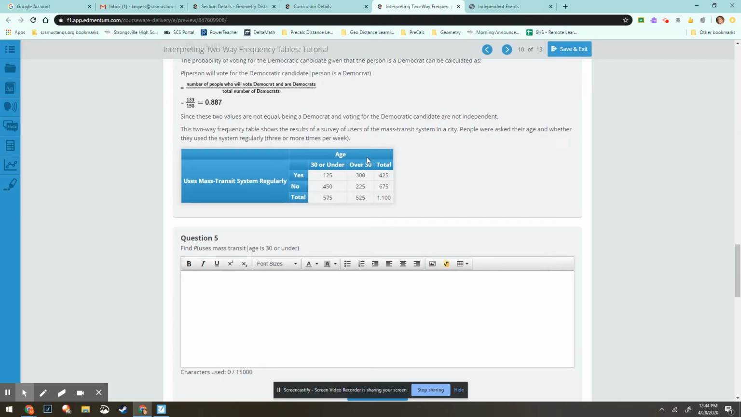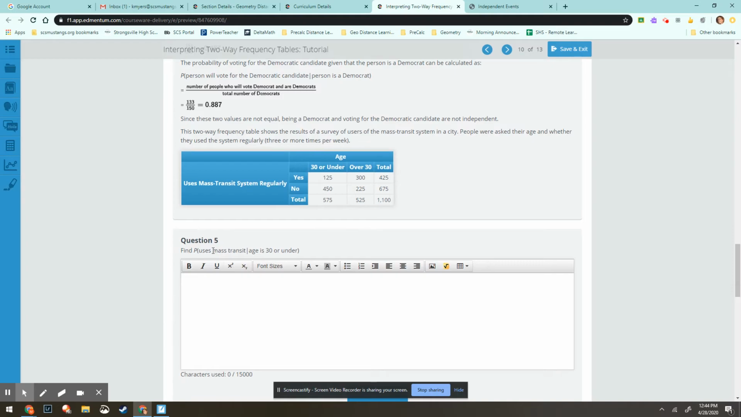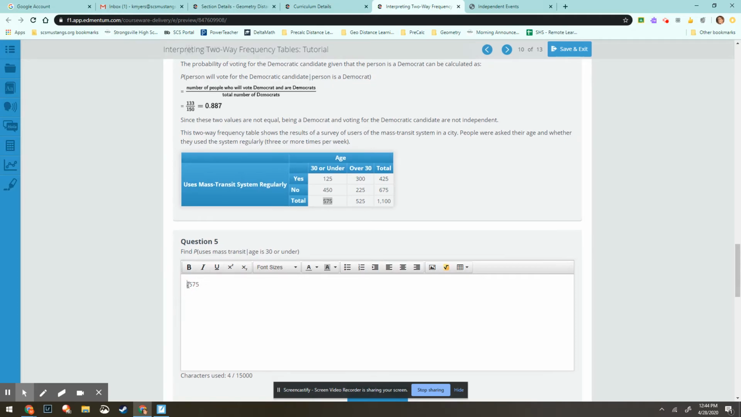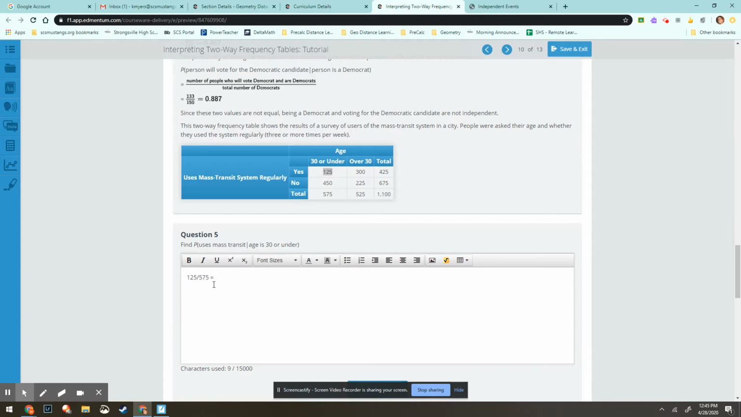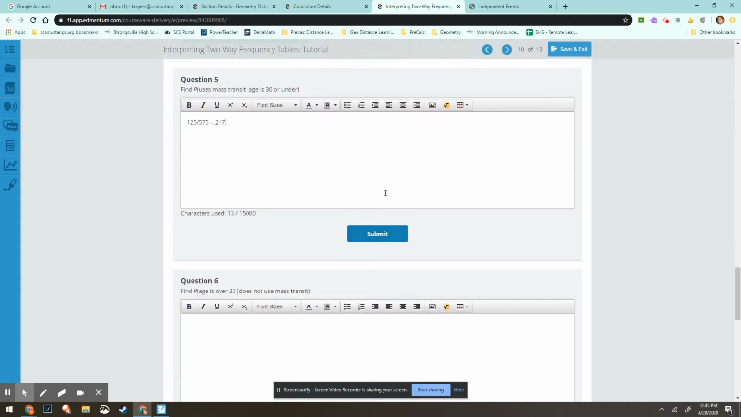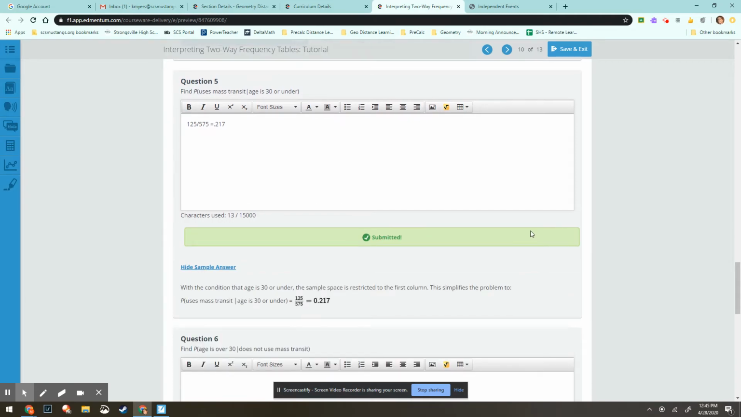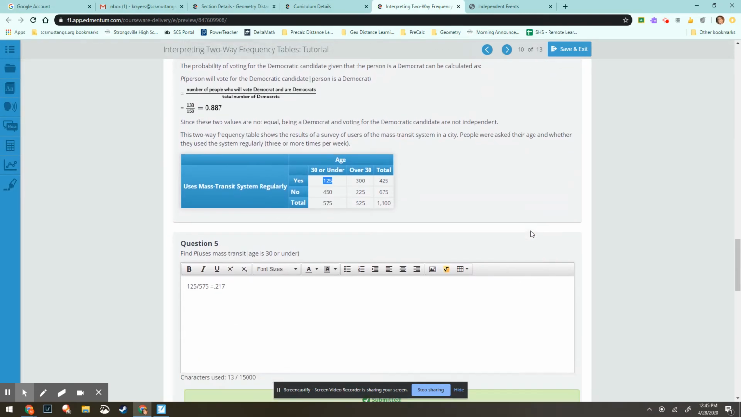On this last table, we have the people that use mass transit regularly and their age. Here we're going to find the probability that they use mass transit given that their age is 30 or under. Given is my denominator. There are 575 people that are 30 and under, and those that use mass transit is 125. So this will be 125 over 575, which, if you use your calculator, is 0.217.